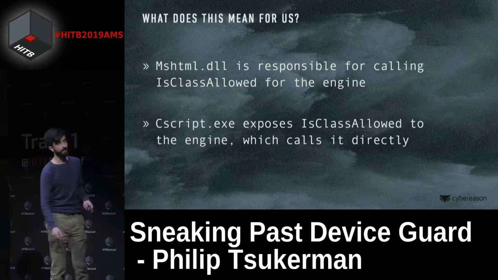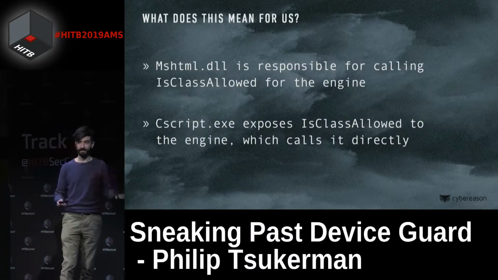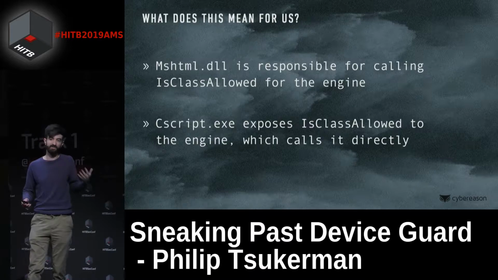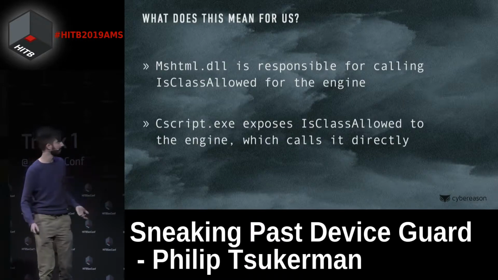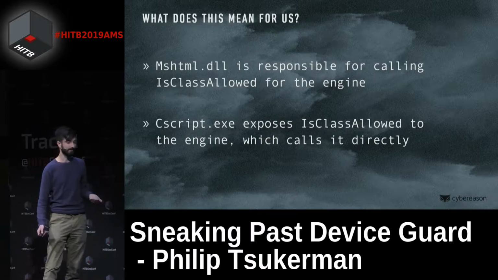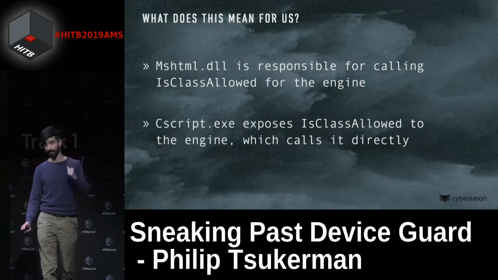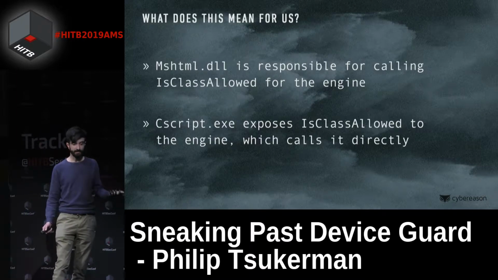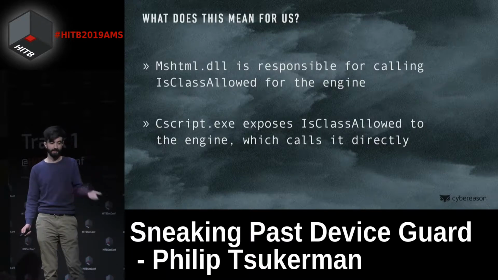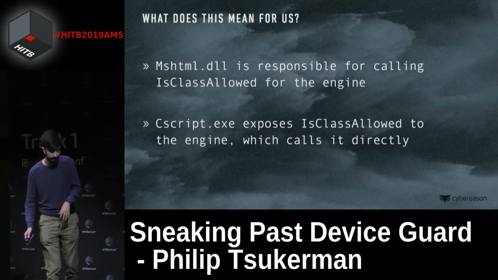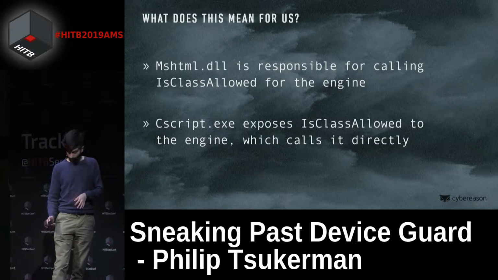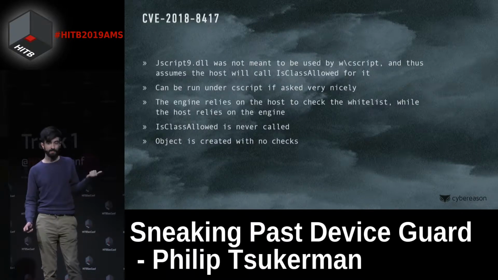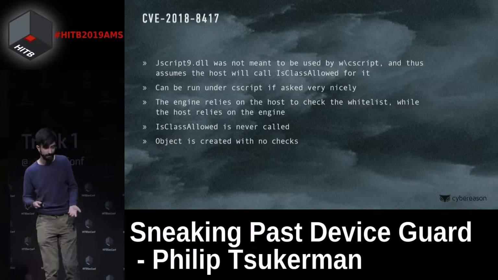This means we have 2 different implementations. Each one of them has different assumptions as to who is responsible for calling isClassAllowed. So MS-HTML thinks, well, I'm responsible for isClassAllowed. And CScript thinks, well, the developers of the scripting engine will know when they want to create their own COM object, and they will call it directly. So this works. Both of these versions work. But what happens when you try to mix them around?